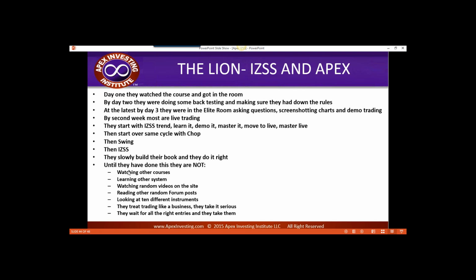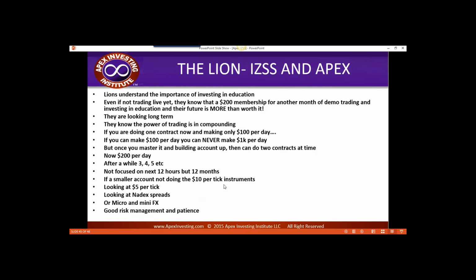But what they're not doing is trying to watch 10 different courses at one time, learn all these other systems, watching just random videos on the site, reading every single forum post, looking at 10 different instruments. They're focused on one. They're treating trading like a business. They take it serious. They wait for the right entries and they take them.